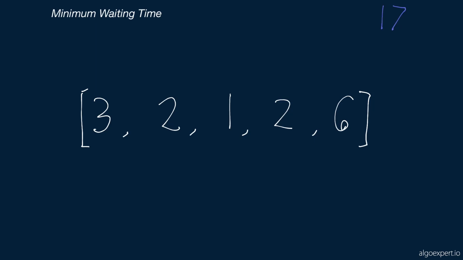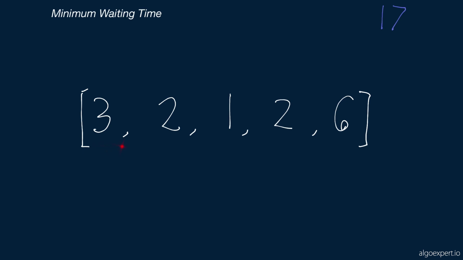In this video, I'll be covering the question of minimum waiting time. Now before we dive in, let's make sure we understand what the question's asking of us and the input and output structure. So for this question, we're going to be given an input array containing positive integers that will always have at least one value inside of it.